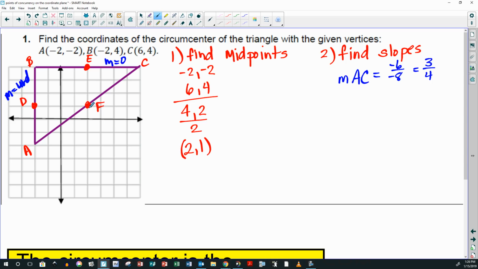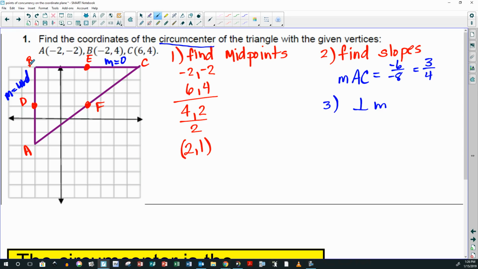Now, once you have found your midpoints, once you have found your slopes, now get your perpendicular slopes. Because if we're looking for the circumcenter, I need perpendicular bisectors. The midpoints take care of the bisector part. So now I need the perpendicular part. So step 3, I need perpendicular slopes.